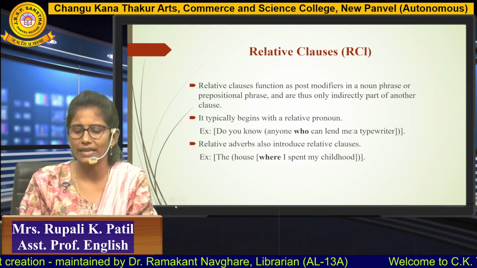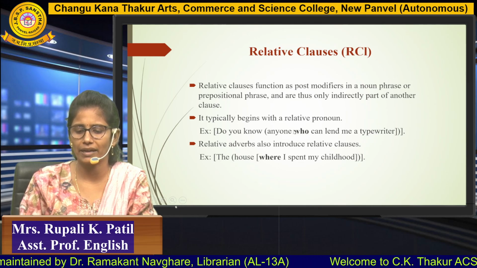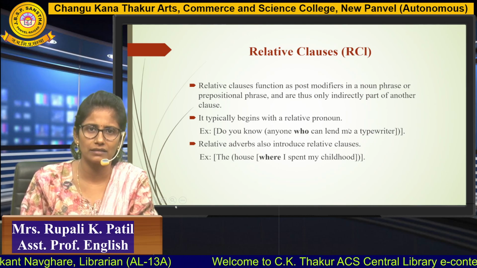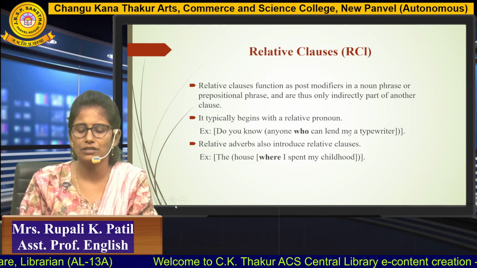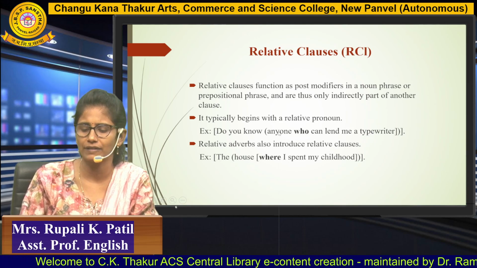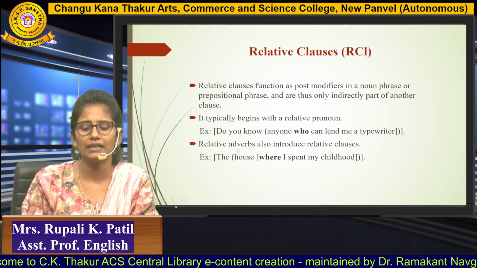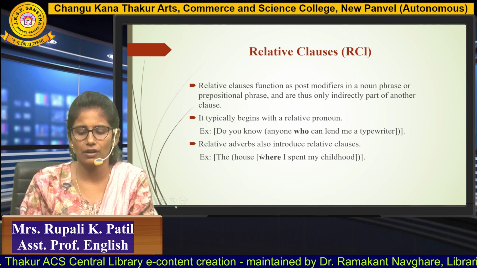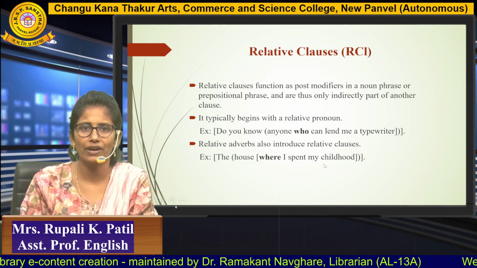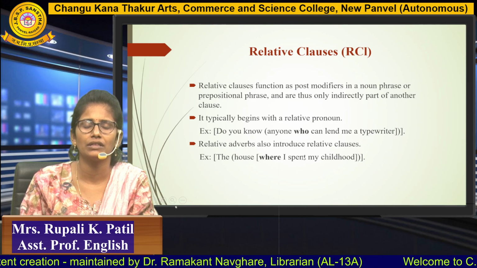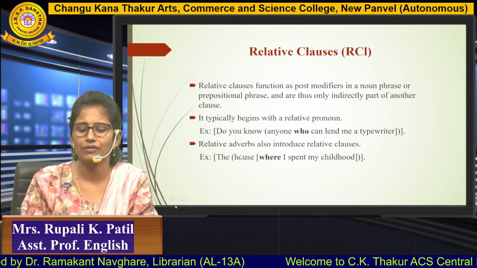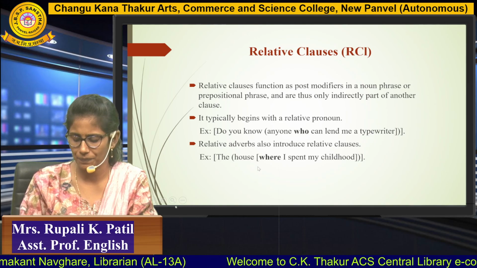In this example, one square bracket is missing, which can be placed before who. So who can lend me a typewriter is a relative clause, functioning as a post modifier in this NP, because anyone is the head of that particular NP. Next are relative adverbs, which introduce relative clauses, such as the house where I spent my childhood. Where I spent my childhood is totally connected with the word house, and that is why we say it is part of the NP, the house where I spent my childhood.